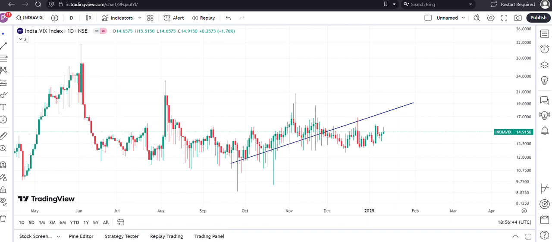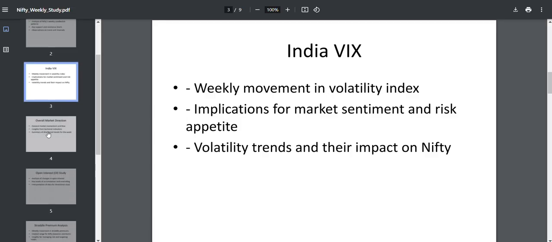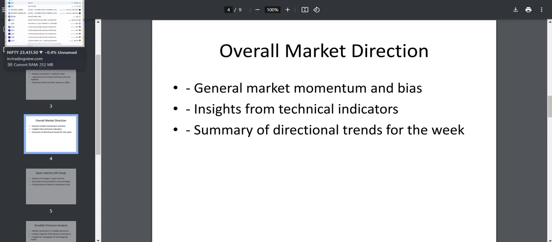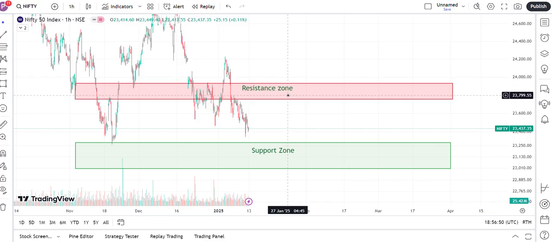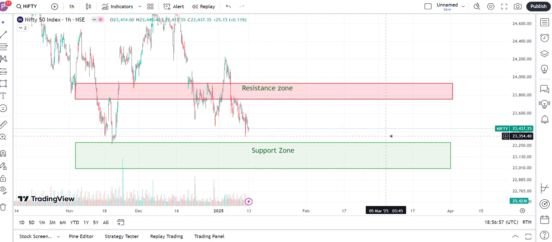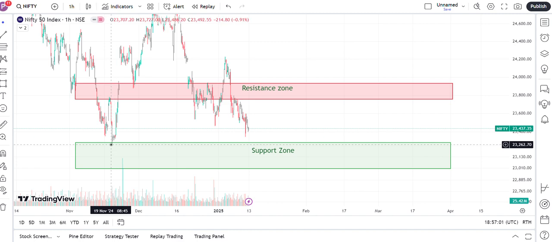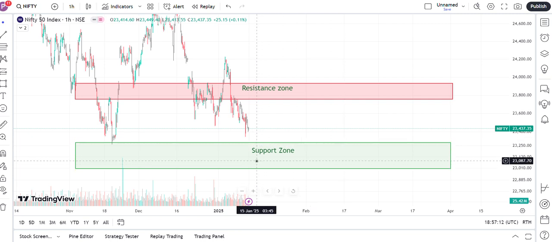Next we will look at the next pointer, that is the overall market direction. As of now, if you see the price action, higher levels are not able to sustain continuously, so we are falling. This should act as a major support, and the previous month's low is also there. Last month's low, once again we are coming to it. Let's see how it goes, and most probably we are expecting this support may act as a good support for this month.